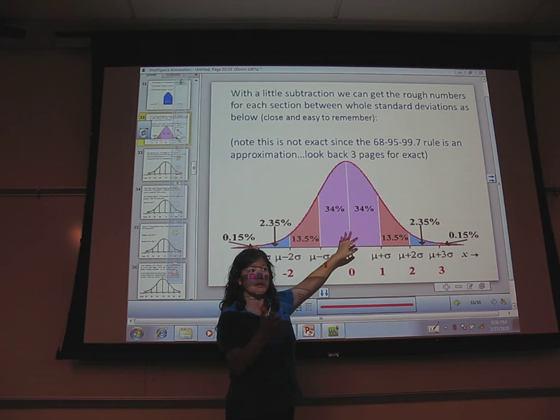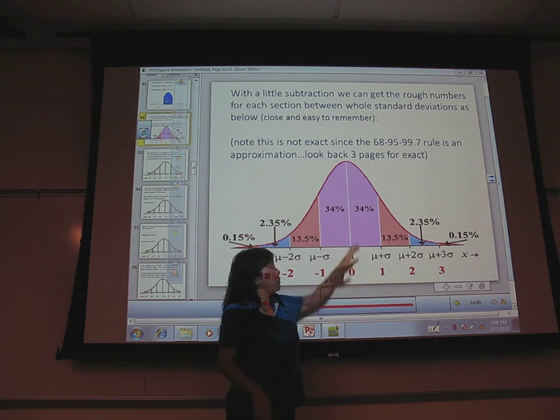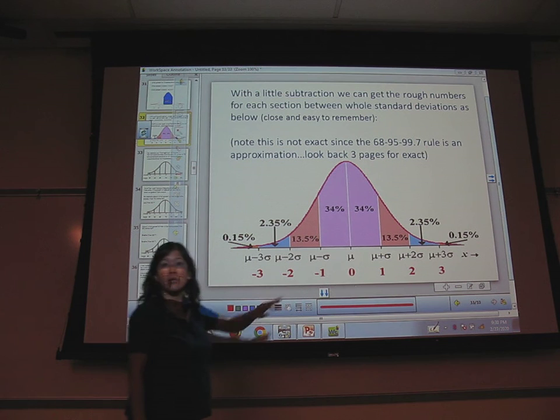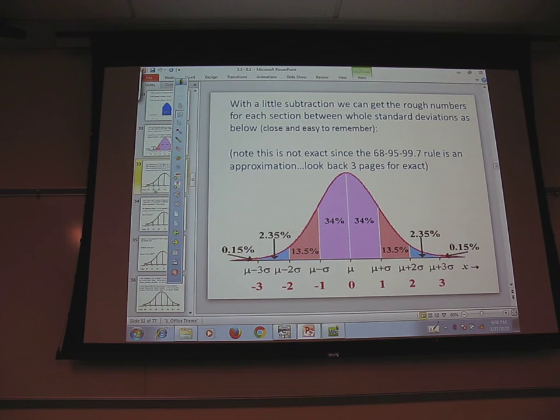You guys see the difference? The word approximate means 68%. No approximate, then that would mean 68.26%. All right, so I'd have to say approximate or empirical rule for you guys to use this. Okay. Good. Let's take a look at some of these.